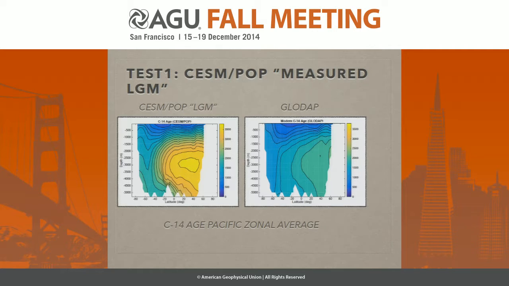So this is actually what modern observations would tell you about the age of the water. This is a zonal average in the Pacific. And you can see that in the modern observations, the age is maybe on the order of 2,000 years, around that age, whereas the CESM model produces ages that are well above 3,600 years in the deep North Pacific. So the model is much too weakly ventilated in the North Pacific.